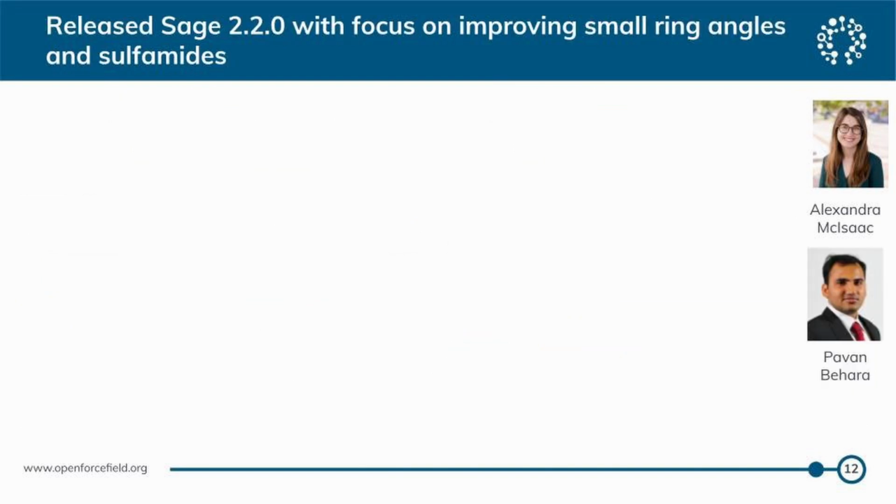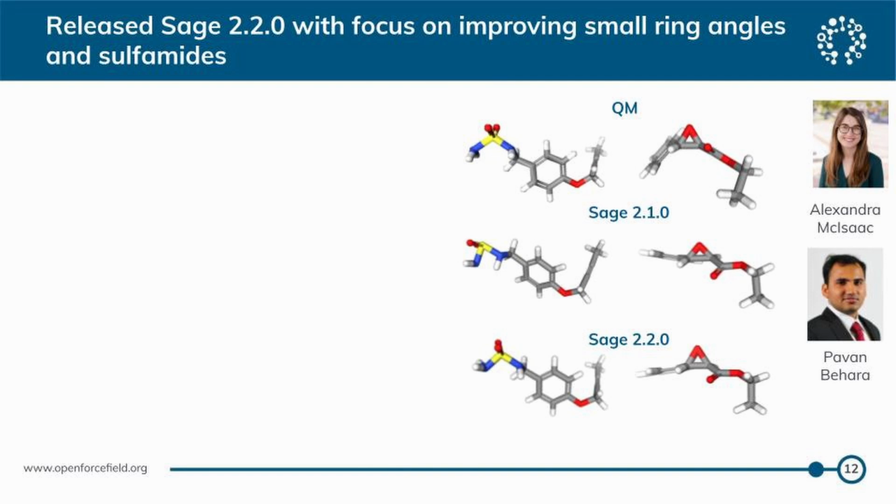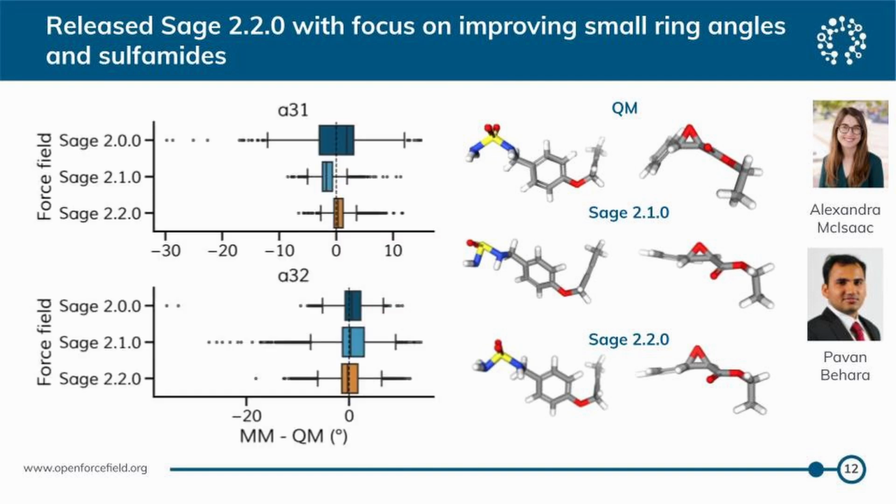So, as I said, in the past year, we released Sage 2.2, and this force field updated valence parameters with a specific focus on improving small ring angles and sulfamides. To demonstrate exactly what impact that would have, you can see here 2 examples of somewhat distorted geometries in Sage 2.1 that are now mostly fixed using the updated parameters in Sage 2.2.